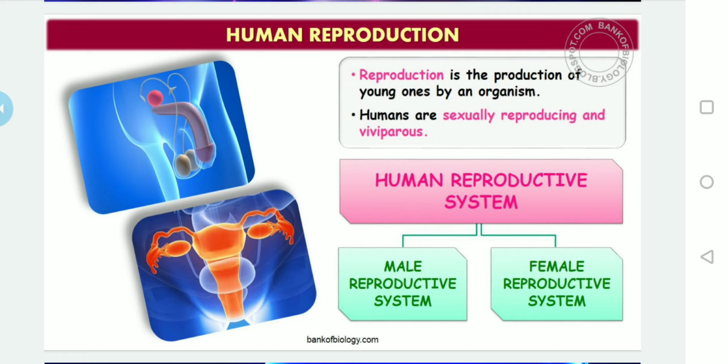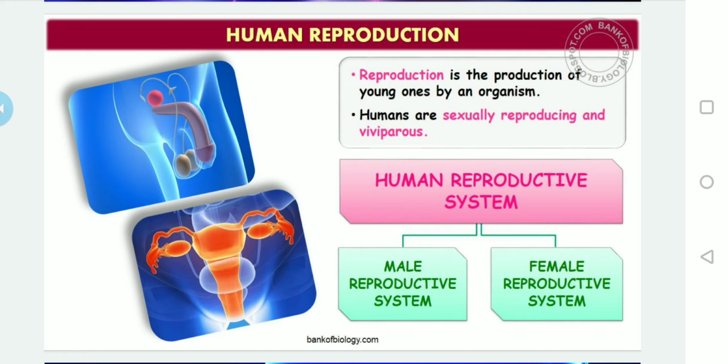When it comes to humans, human beings are sexually reproducing and viviparous. What is the meaning of that? They reproduce sexually by the production of male and female gametes, and being viviparous, they give birth to their young ones. Such organisms are known as viviparous. Human beings are also viviparous.